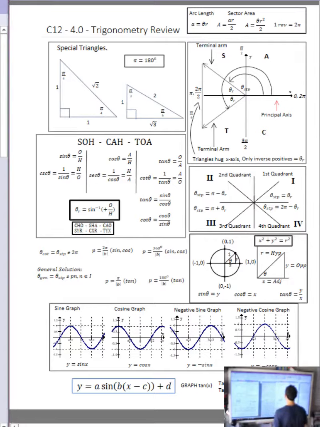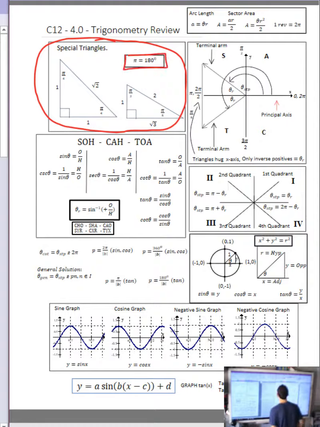Okay, let's take a look at some of these formulas. We're going to remember that we are going to be using special triangles, the same special triangles that we did back in grade 11. Remembering now, pi is equal to 180, so we're going to be filling out special triangles based on radians.